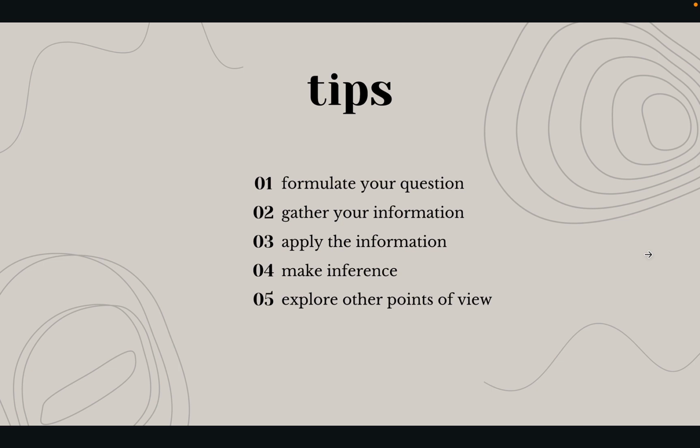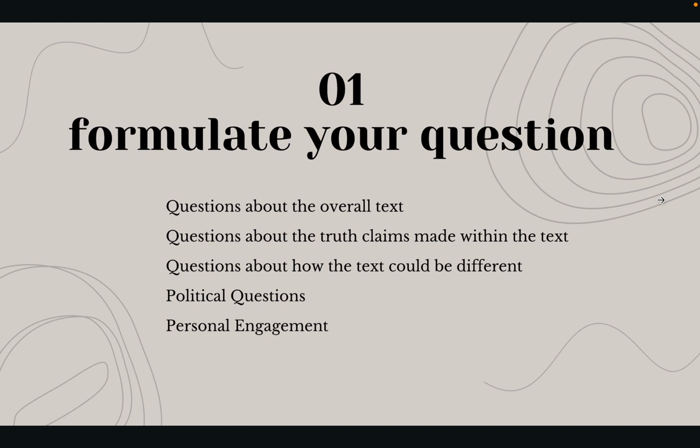Actually, there are many different ways of approaching critical thinking, but here's one 5-step process that will help you solve any number of problems. One is formulate your question. In other words, know what you are looking for. We might ask some of the questions below when reading a text.